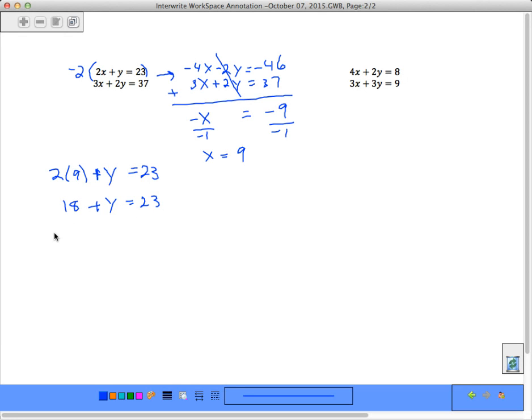And then if I subtract 18 from both sides, I get y equals 5. So that gives me 9, 5 for our final answer. Remember, it's always x, y.